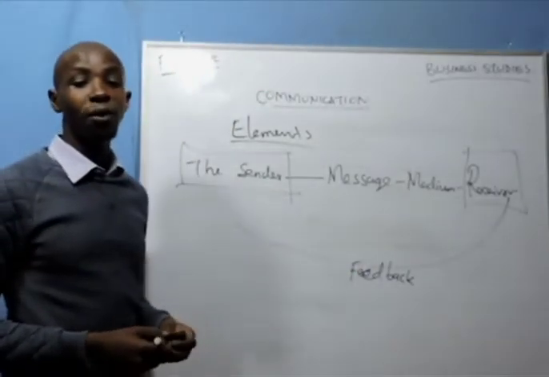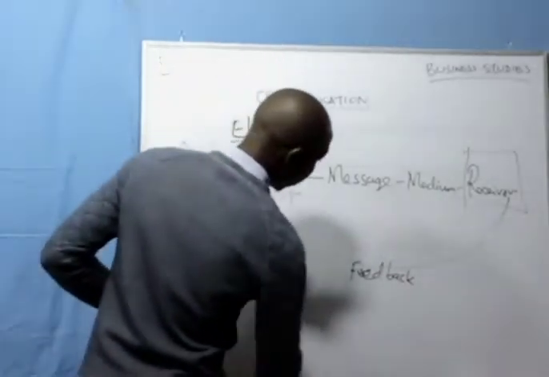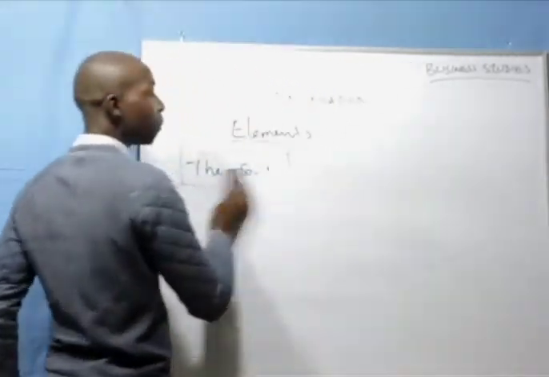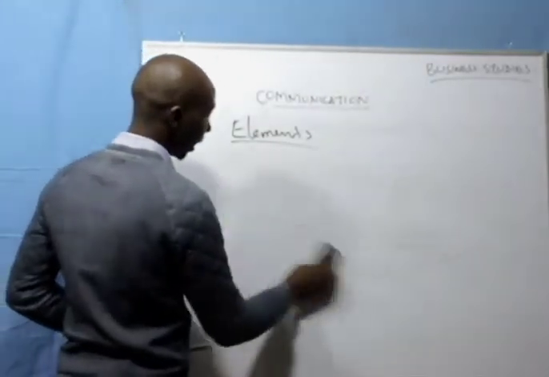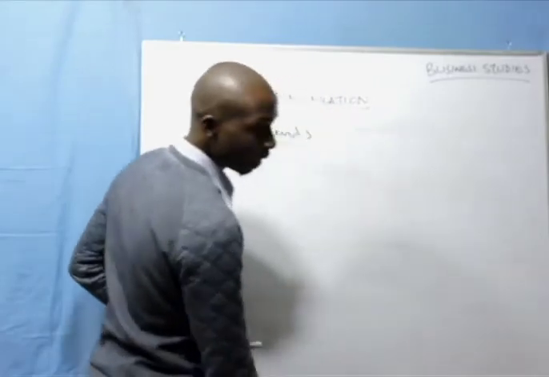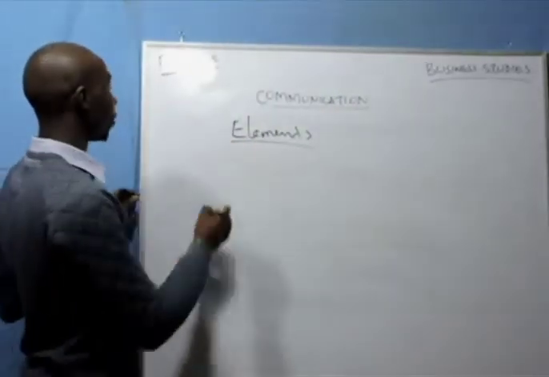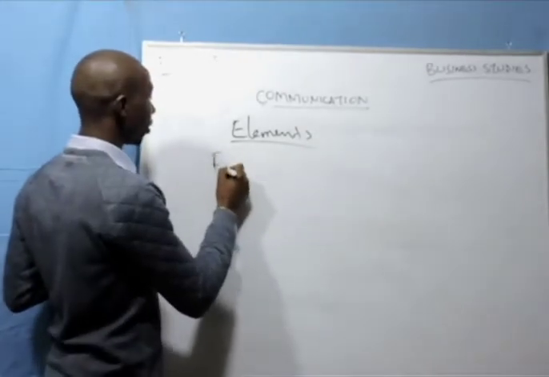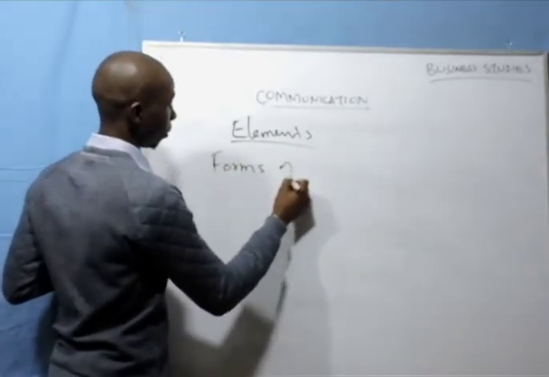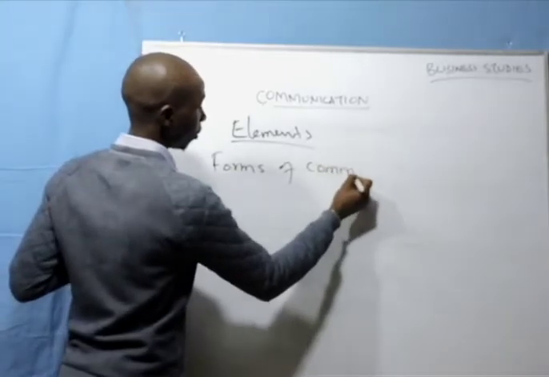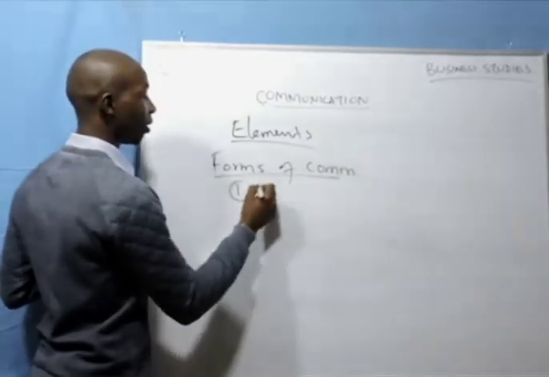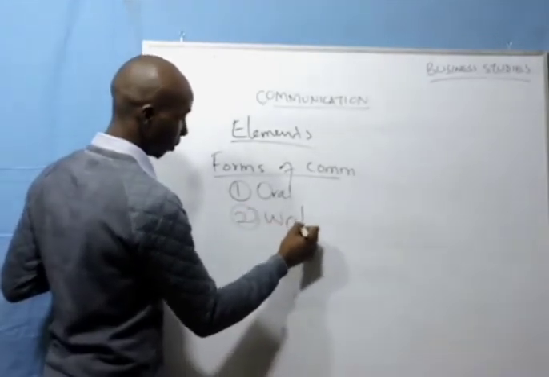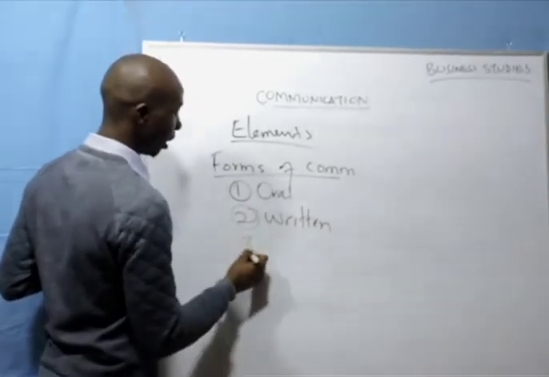Let's see the forms of communication. We have several forms of communication, one of them being oral, second being written, and the third being audiovisual. So, forms of communication. Number 1, oral. Number 2, written. Number 3, audiovisual.